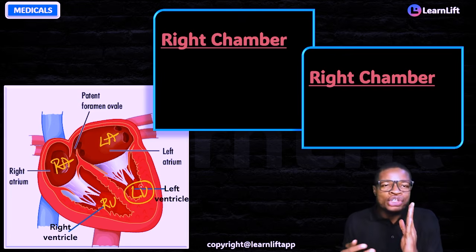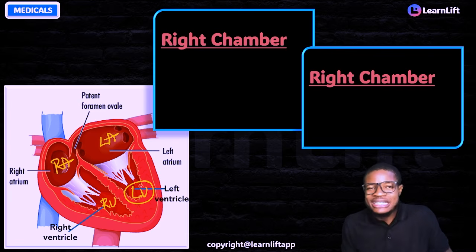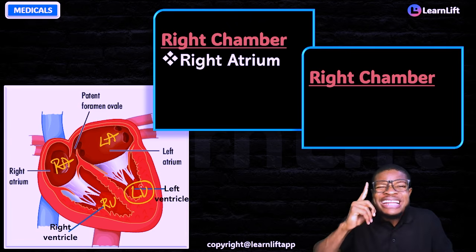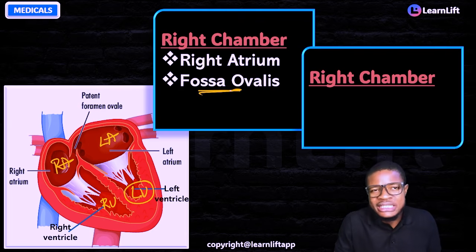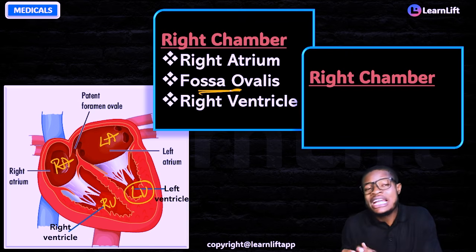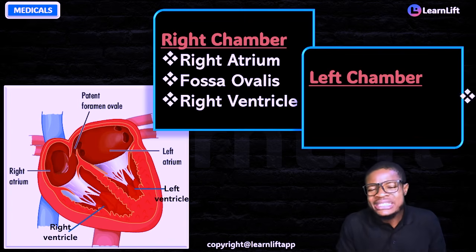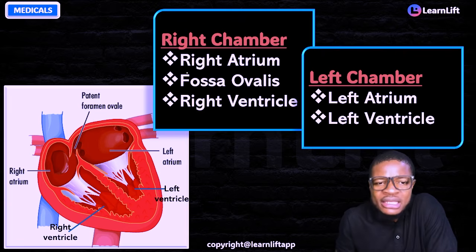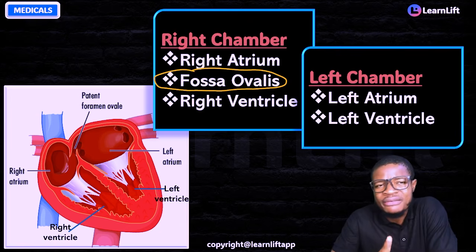Now, the right atrium and the right ventricle form the right chamber. But there's another thing in addition. When we say right chamber, always remember this: there is what is called the fossa ovalis. Fossa ovalis. And then there is your right ventricle. On the left chamber, there are 2: the left atrium and the left ventricle. The only thing we have added here is the fossa ovalis, because as I move, I'll be talking about it very well.